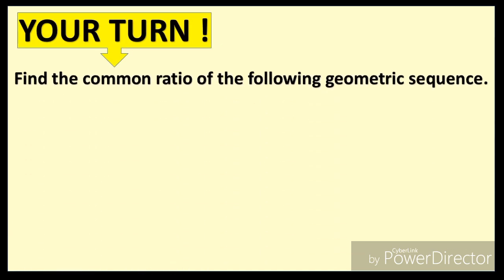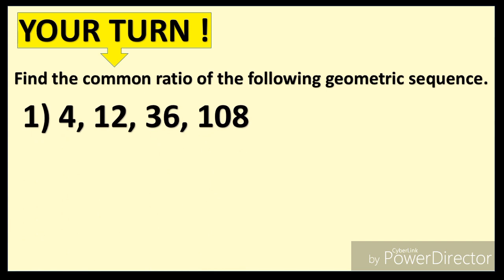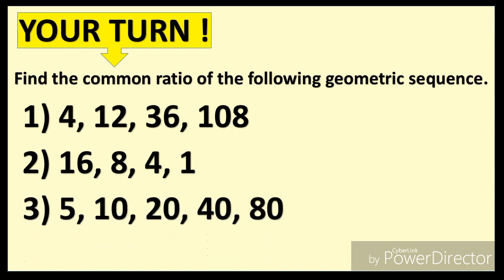Okay, now it's your turn. Find the common ratio of the following geometric sequences. Number 1: 4, 12, 36, 108. Number 2: 16, 8, 4, 1. And number 3: 5, 10, 20, 40, 80.